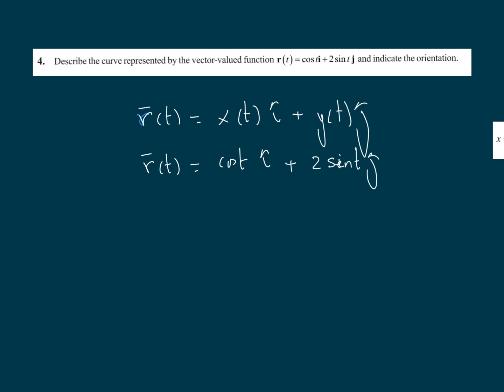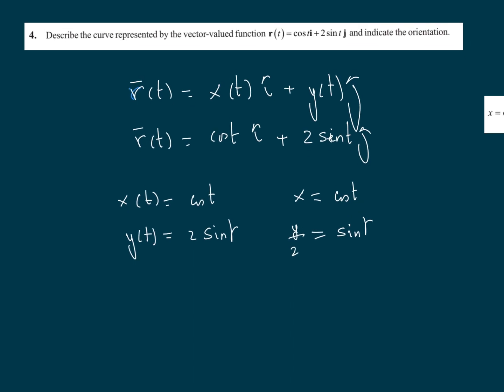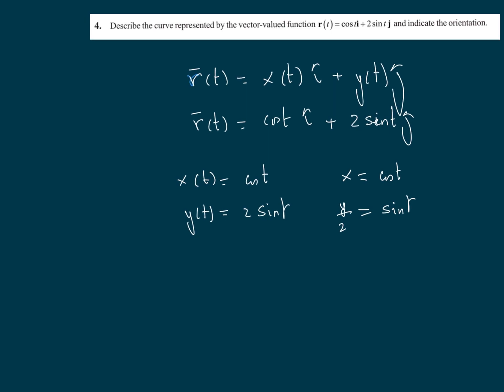From the comparison with r of t, cosine of t i plus 2 times sine of t j, we know that x of t will be cosine of t, and y of t equals 2 times sine of t. So x of t will be cosine of t and y divided by 2 will be sine of t. To mix x with y, we use the fundamental trigonometric relation from Pythagoras' theorem that says sine square of t plus cosine square of t is 1.